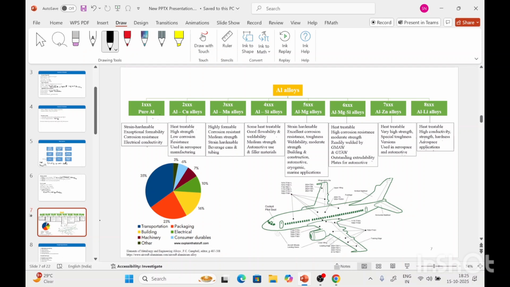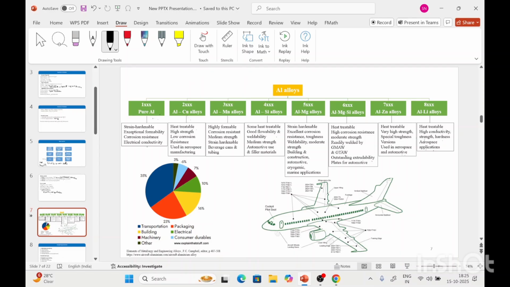The pure aluminum is strain hardenable, with exceptional formability, corrosion resistance, and high electrical conductivity. And if we see the properties of aluminum copper, it can be heat treatable. Means if we provide some heat treatment for this alloy, precipitation will form, and that will increase the strength of this alloy. It has high strength, low corrosion resistance, and it is used in aerospace manufacturing primarily.